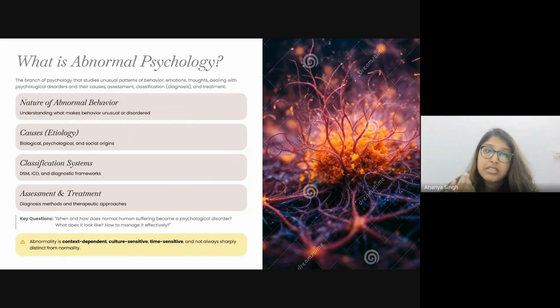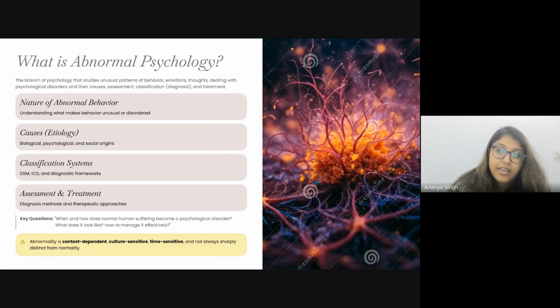So there are biological, psychological, and social origins that we'll be exploring later in the models of abnormality. There are classification systems. The 2 main ones that we know of till now and that are widely used are DSM and ICD, but there are several others, 2 to 3 others, that we'll briefly touch upon today. And lastly, there is assessment and treatment: how we diagnose and how we treat them. The key questions we're looking at are, when and how does normal human behavior become abnormal, or how does normal human suffering become a psychological disorder? What does it look like? And then how to manage it effectively.